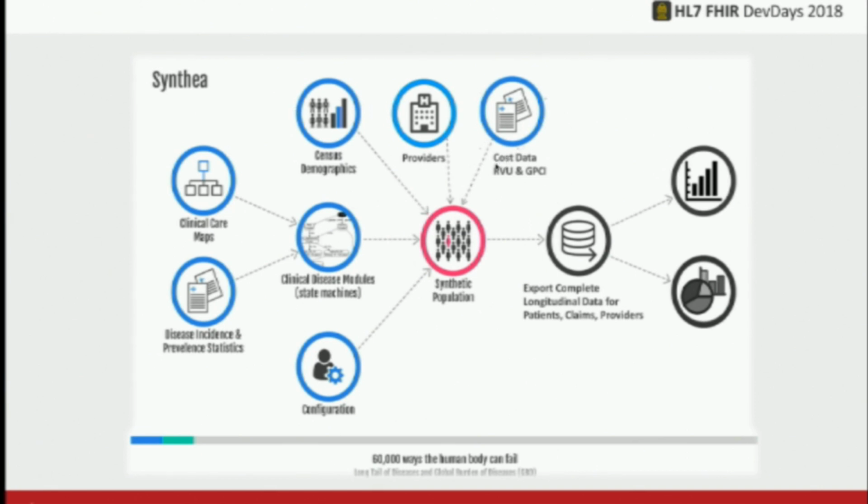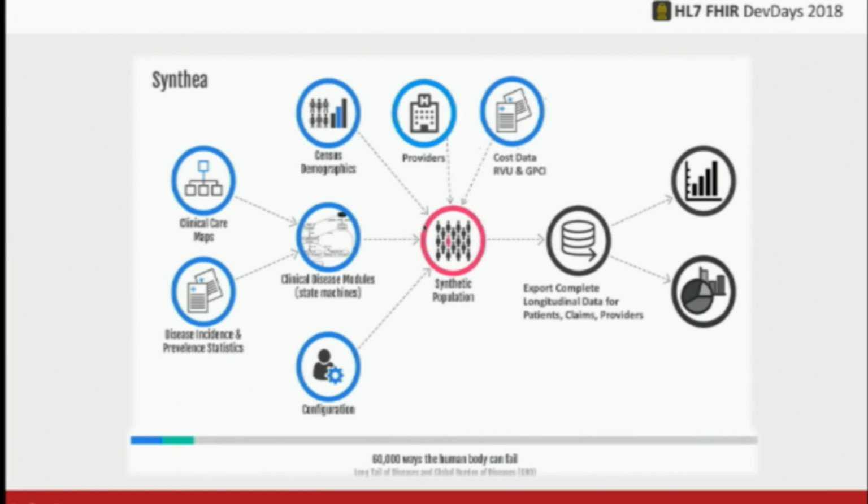And then we take cost data. So this is relative value units and geographic price cost index, so we can simulate the cost of things. When we generate claims, there are costs associated with every encounter, with every procedure. In the real world, costs vary super widely. So they're not necessarily accurate, but at least the CMS Medicare reimbursement rates are kind of the baseline.